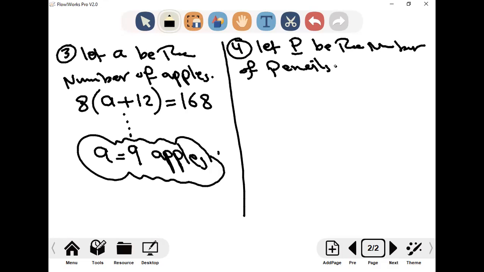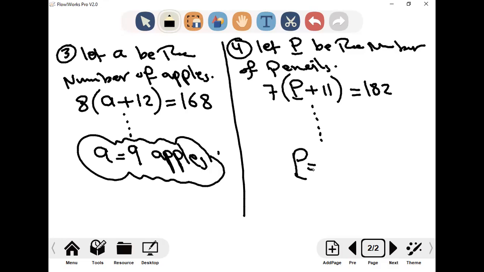Right? Each box contains pens and pencils. The pencils we don't know, P. And the pens, 11, right? Given in the question. How many boxes? This will be repeated how many times? 7 times. So this multiplied by 7, all together equal 182. Do the steps. So P will be 15 pencils.